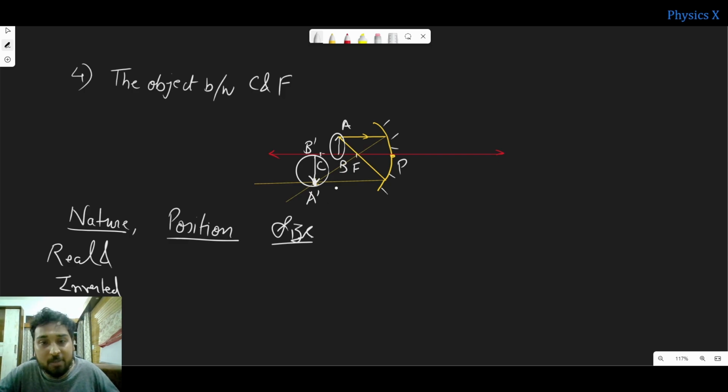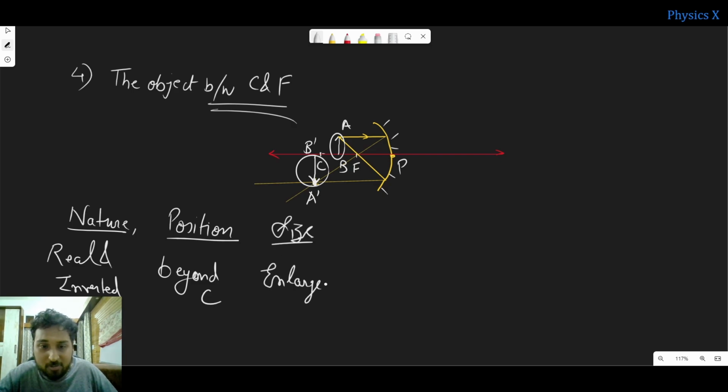Now the position of the image, where it is. When the object is placed between C and F, you can observe the image is formed beyond C. And what is the size of the image? The size of the image is what? Enlarged, because now you can see that the size has somewhat become enlarged.